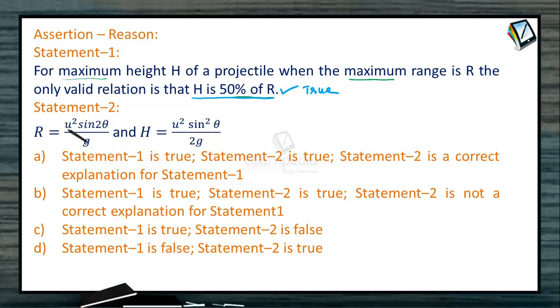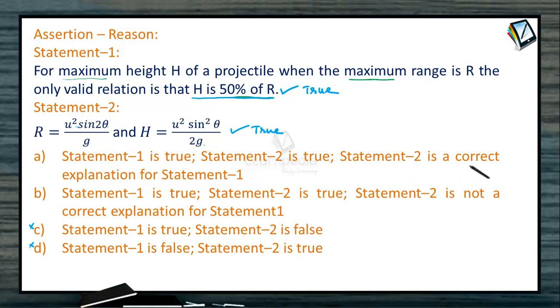Why? Because R is equal to u square sine 2 theta by g, H is u square sine square theta by 2g. This statement is also true. So both statement 1 and statement 2 are true. So option C is ruled out, option D is ruled out. We are left with two options.